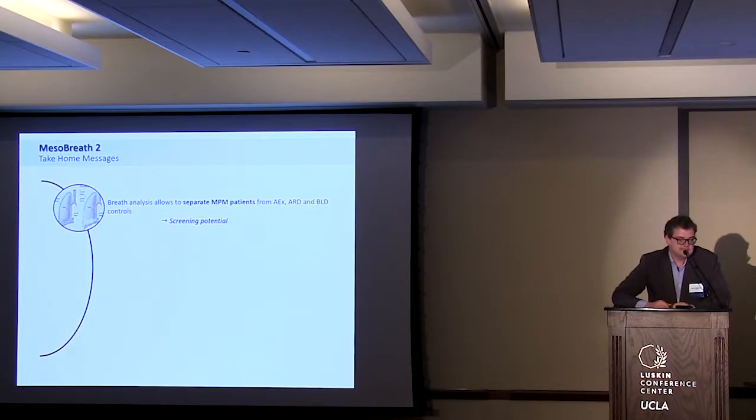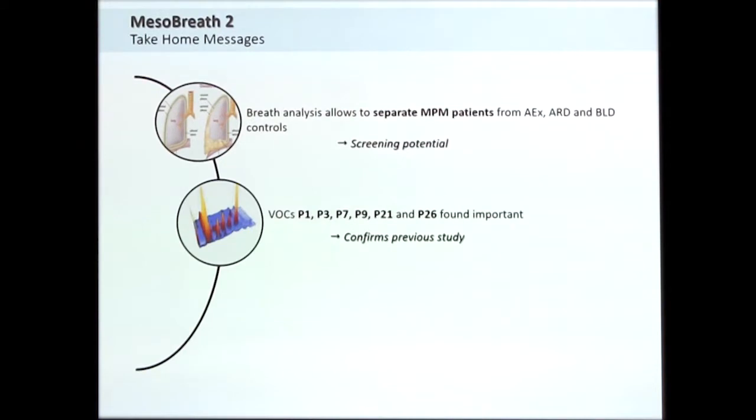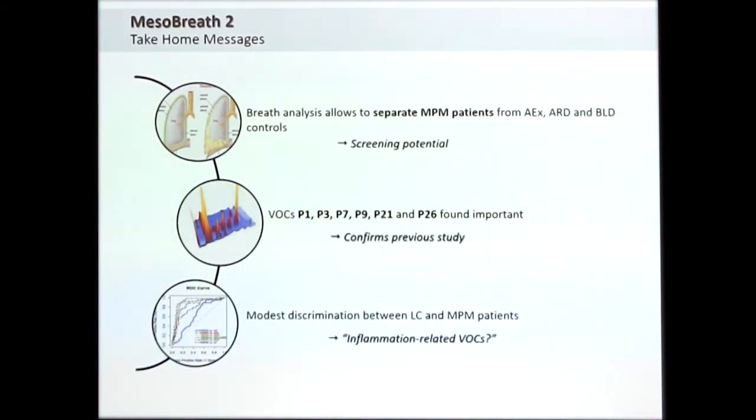Now, from this study, we have seen again that mesothelioma patients could be discriminated from those with an asbestos exposure, benign asbestos-related diseases, or with benign lung disease, which has not been focused upon here. But we have found the same compounds as in the previous study as the most important ones selected in this discrimination. And furthermore, we have seen this modest discrimination between lung cancer and mesothelioma patients. So there's potential in inflammation-related compounds in breath related to the tumor. But as mentioned, there must be some specific compounds present since we have obtained a discrimination between those groups.